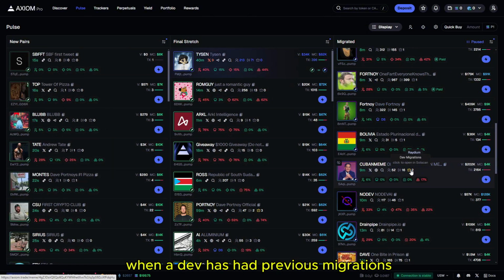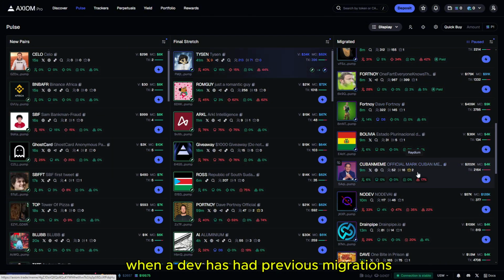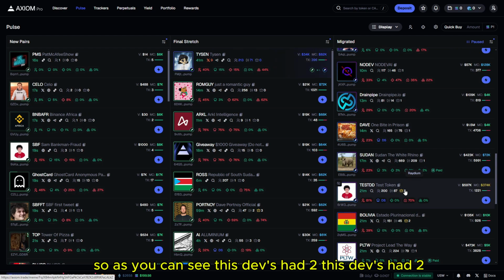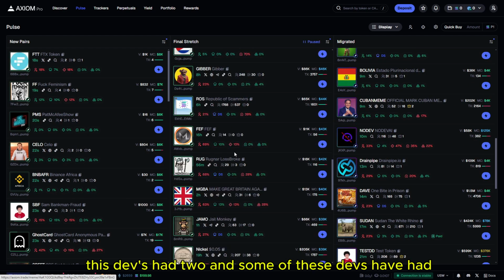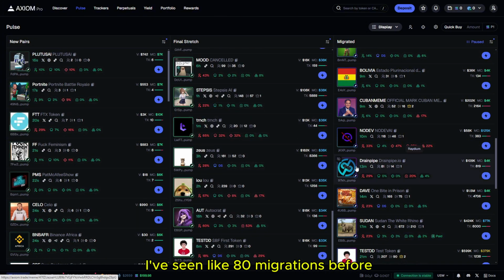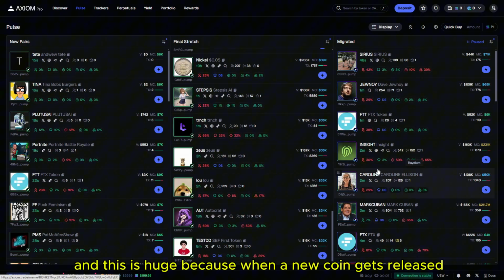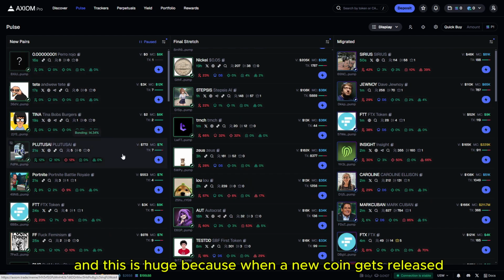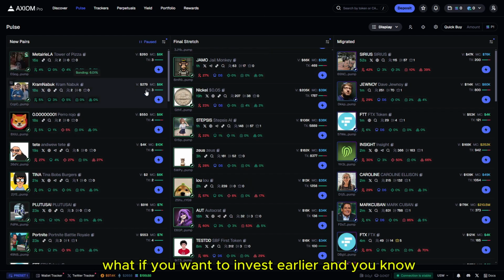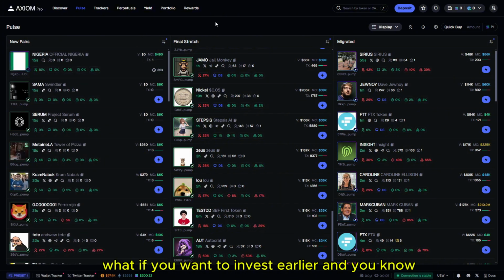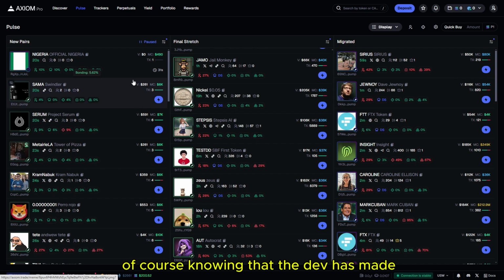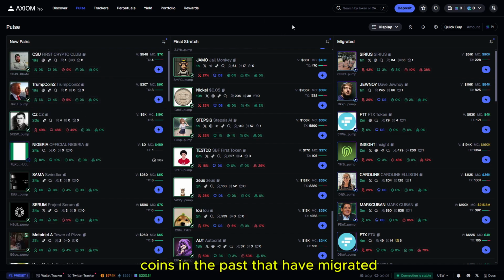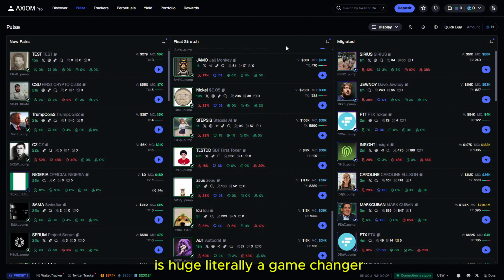Another cool feature that Axiom Pro has is you can actually see when a dev has had previous migrations. So as you can see, this dev's had two, this dev's had two, this dev's had two. And some of these devs, I've seen like 80 migrations before. This is huge because when a new coin gets released, if you want to invest early on and 10x, 5x, 20x, 100x, whatever your goal is, knowing that the dev has made coins in the past that have migrated is huge.